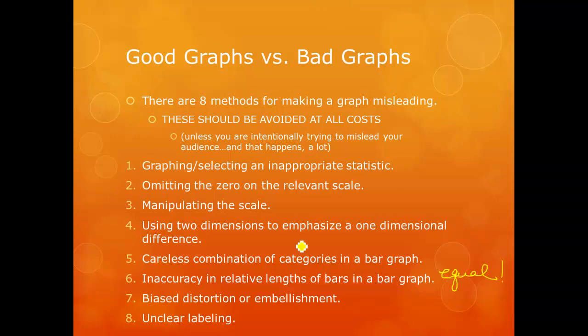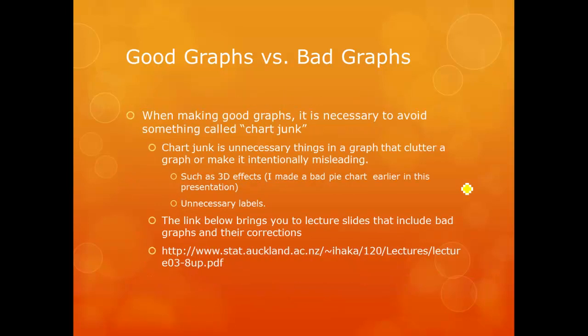Okay, bias, distortion, or embellishment, or unclear labeling. There's also things to be avoided, such as chart junk. Chart junk is unnecessary things in a graph that clutter a graph or make it intentionally misleading, such as 3D effects like that pie graph all the way back in the beginning. It was in 3D. Completely unnecessary. 2-dimensional works just fine. You don't need the bells and whistles.